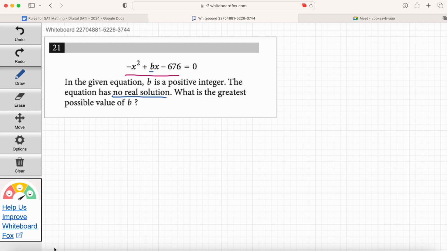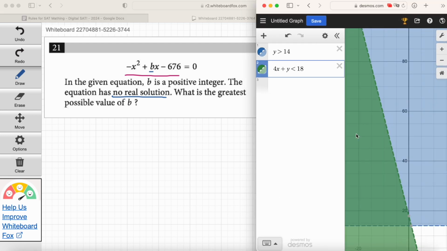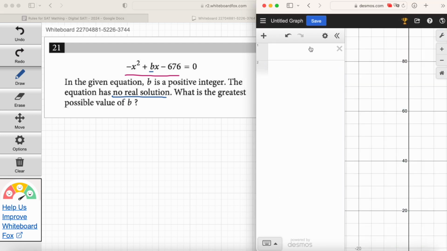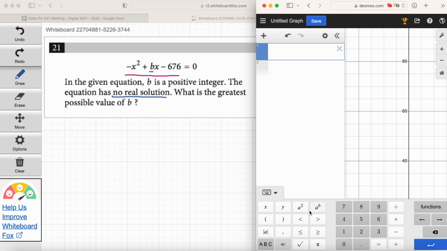Okay, now you might be like, well, Mr. Tui, how do I graph this? Because I don't know what b is. Well, this is like that circle question where we're just going to play with some values and see what happens. Because some of the values for b might give us a solution or two solutions, and some might not give us any.